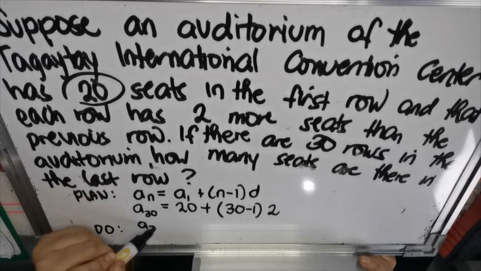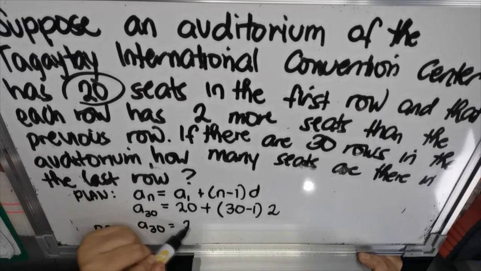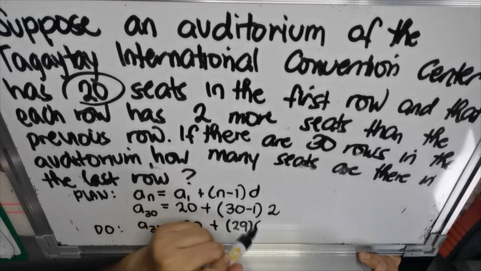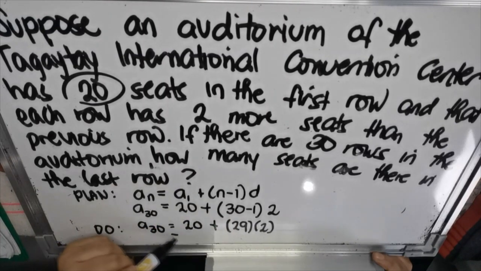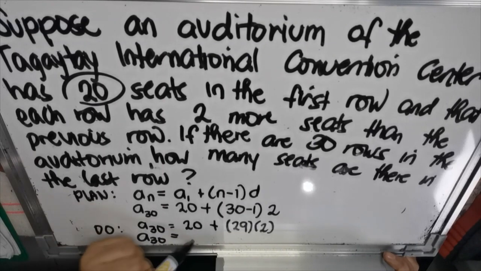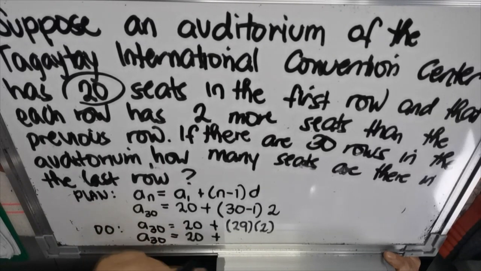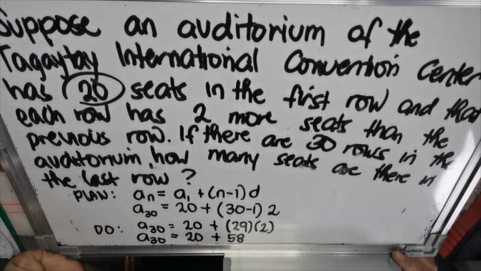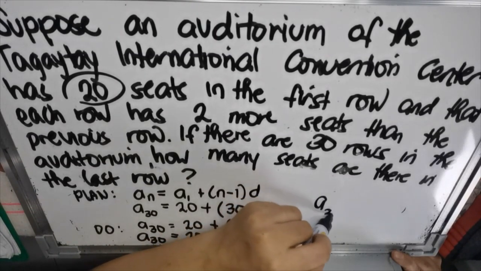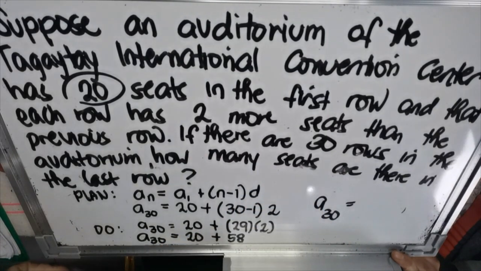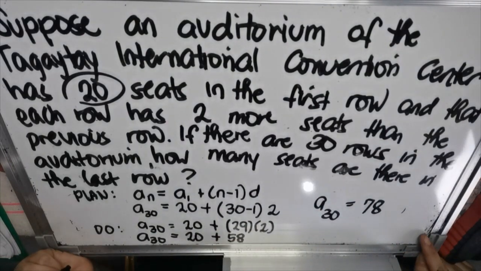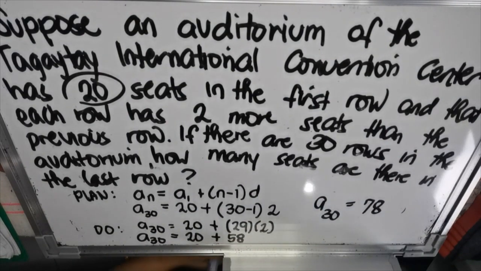Now, let's do. Sa do, since na-identify na natin this is arithmetic, i-perform lang natin yung indicated operation dito. So, we have here a sub 30. That will be 20 plus 30 minus 1 is 29, times 2. Okay? So, a sub 30 natin, we have here 20 plus 29 times 2, which is 58, so we will be having 78. Therefore, on the last row or on the 30th row, there are 78 seats na available, or 78 yung upuan niya doon. Okay?